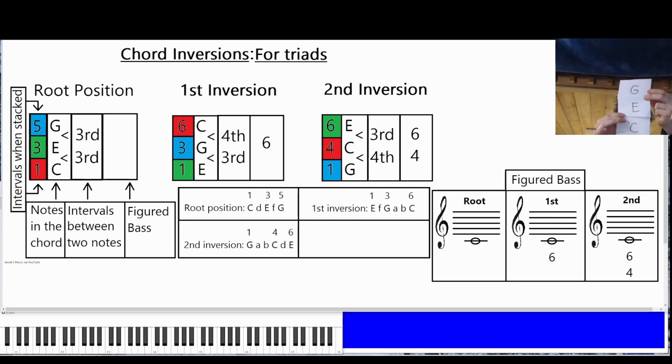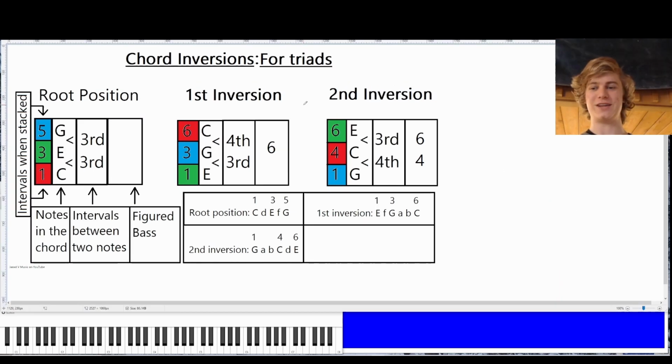Then if I go back to the root position, now if I want a second inversion from here, all I do is I take the bottom 2 notes, in this case C and E, and I keep them in the same order. So C and E is in the same order still, and I have a G, C, and E. Pay attention, it's in the same order, so in the beginning I had C, E, G, and now I have G, C, E. That is second inversion.